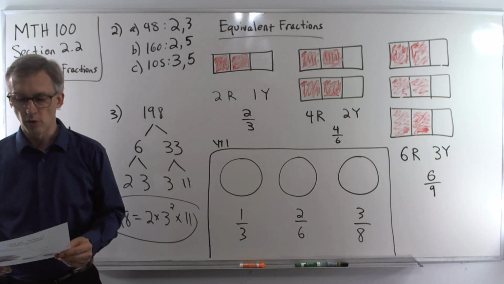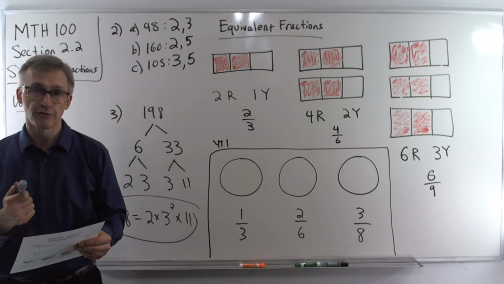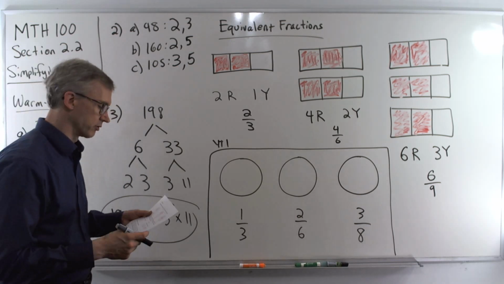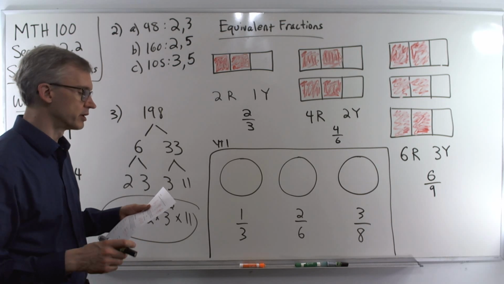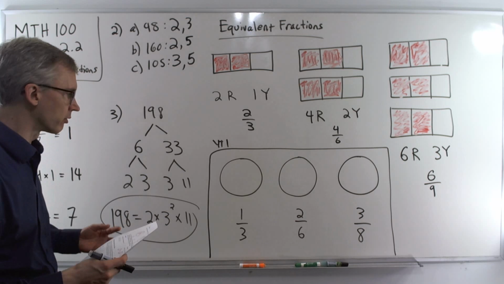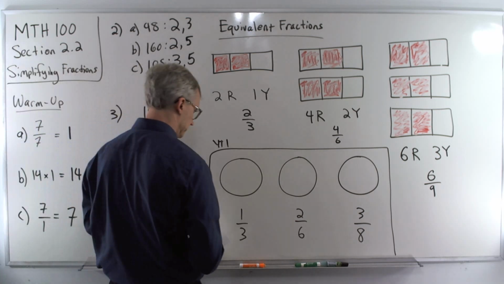All right, your turn number 1. Let's figure out which of these 2 fractions are equal to each other by creating pizza diagrams. So draw a pizza diagram representing 1/3, 2/6, and 3/8. And we will see which ones are equal by examining the diagrams.